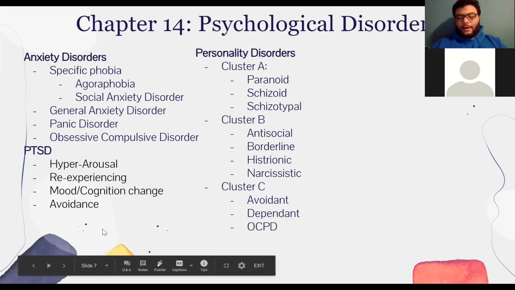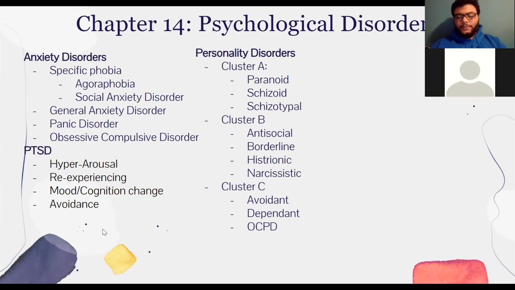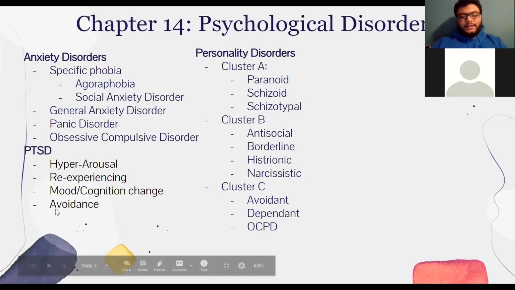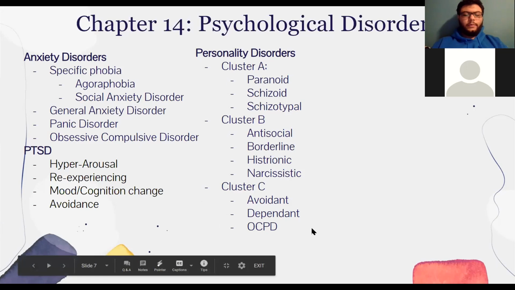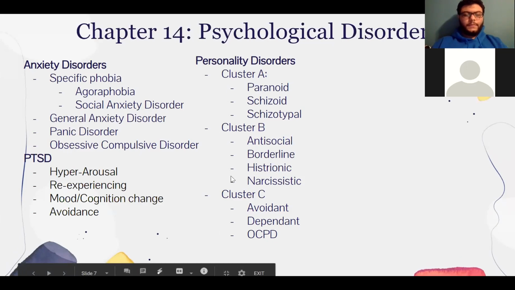Avoidant personality disorder is kind of inhibiting your social relationships, feeling inadequate. Dependent is when a person is overly dependent on other people. And OCPD is kind of the stereotypical of OCD. So it's the controlling, anal behavior that people usually associate with OCD.